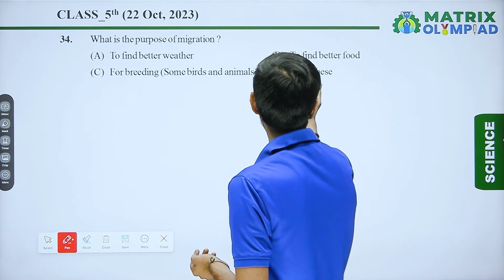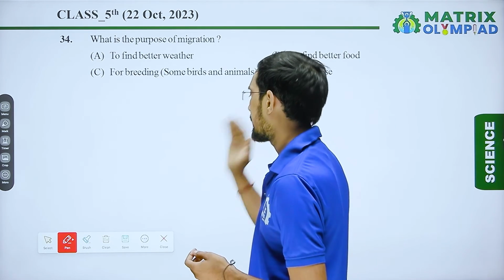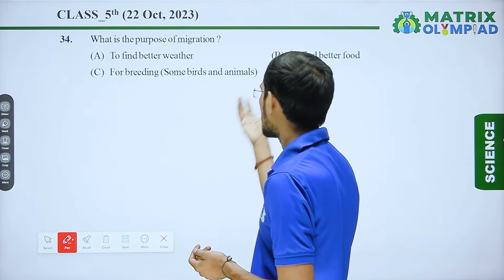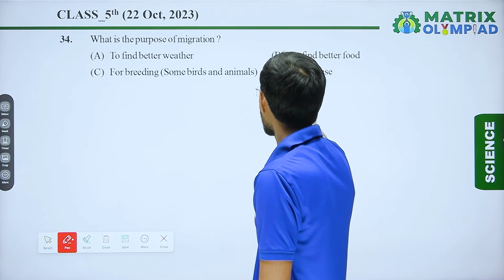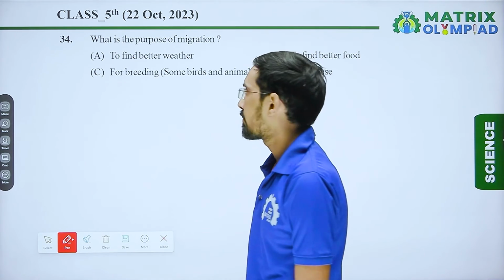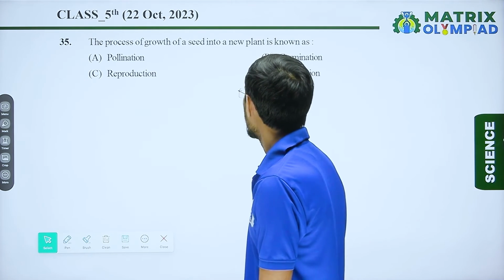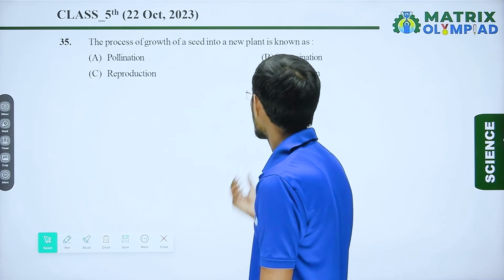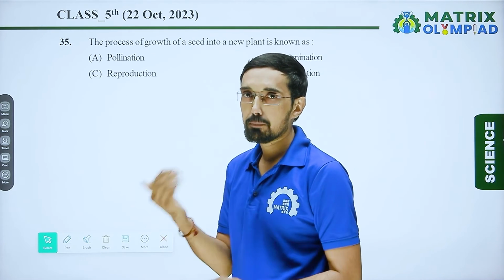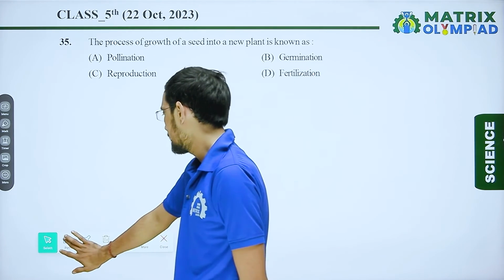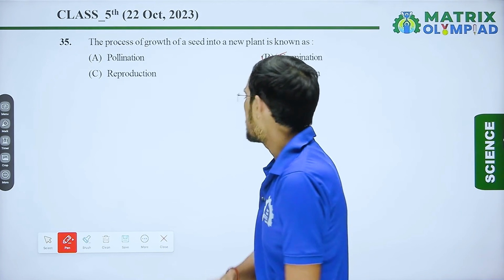So next will be to find better food. That's also correct. For breeding, some birds and animals. So all these three options are correct, and it is given in option D, all of these. So our correct answer will be option D. Next question. The process of growth of a seed into a new plant is known as germination. So correct option will be option B.